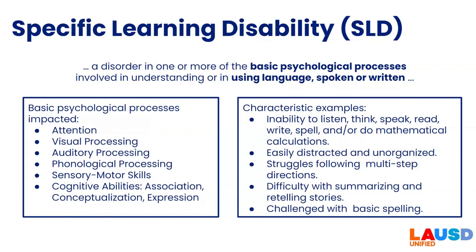attention and visual processing. These characteristics may manifest themselves in the following ways listed on this slide. They may be easily distracted during a lesson, have lots of paper clutter at their desk, struggle with remembering all the steps in multi-step directions.